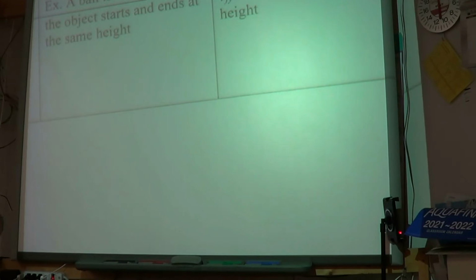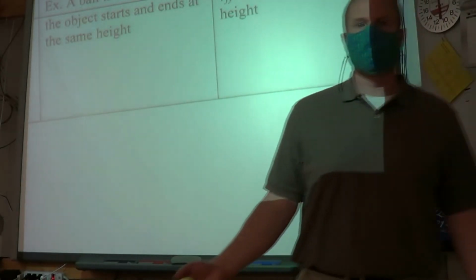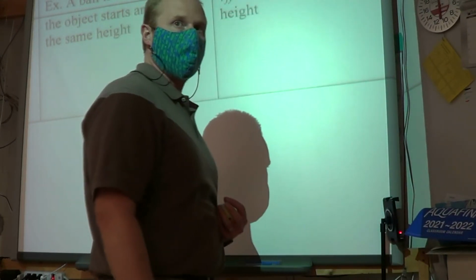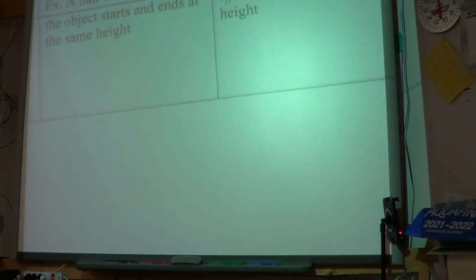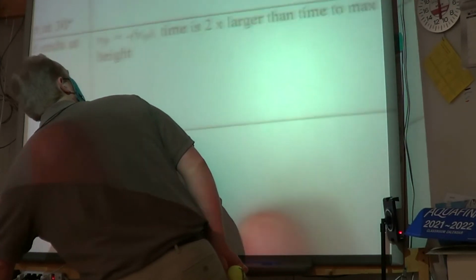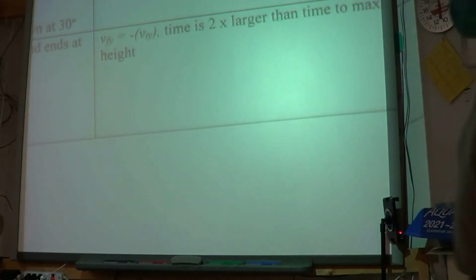If it starts and ends at the same height, it's the same information that we talked about with delta y equal to 0 and max height. Remember, an angled launch, or a parabolic path like this, if we note the y direction, is really just an up and a down. So if the object starts and ends at the same height, then VFY is equal to the opposite of VIY. In the y direction, my initial and final are opposites of one another, and the time is 2 times larger than the time to max height.